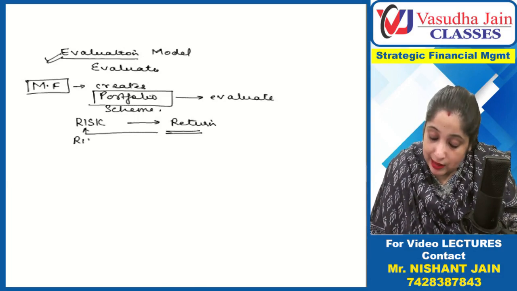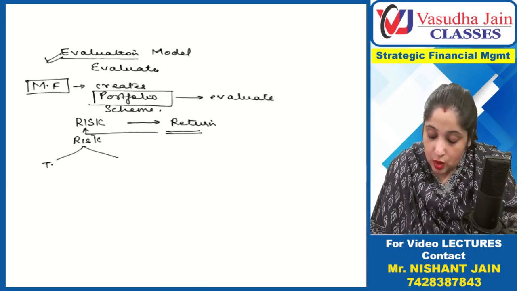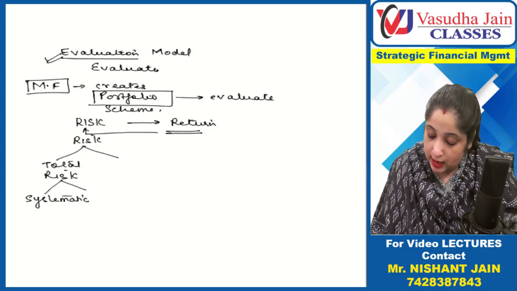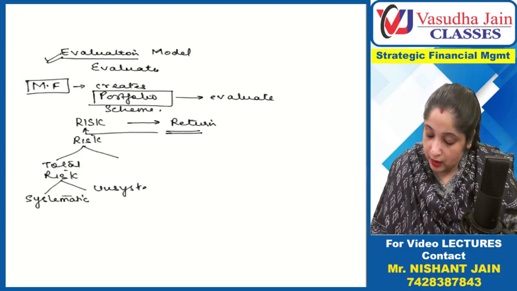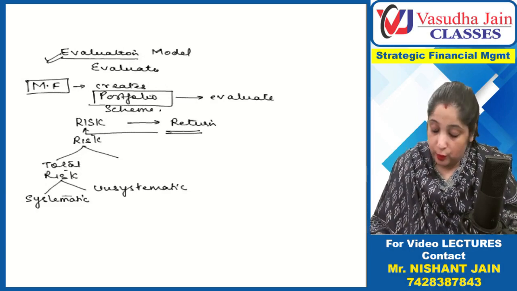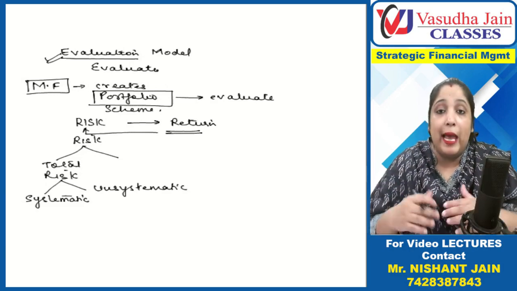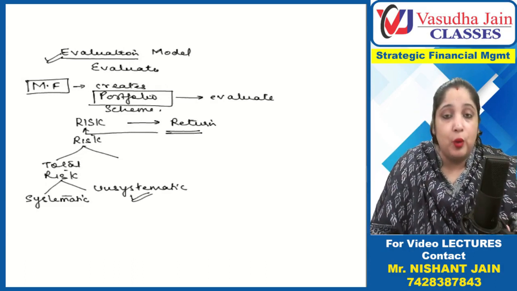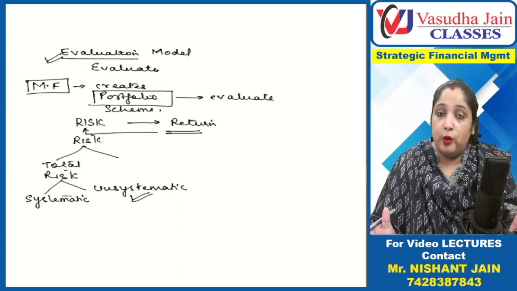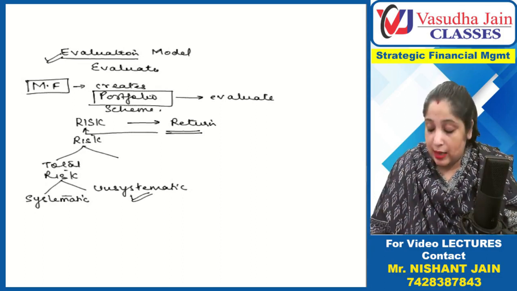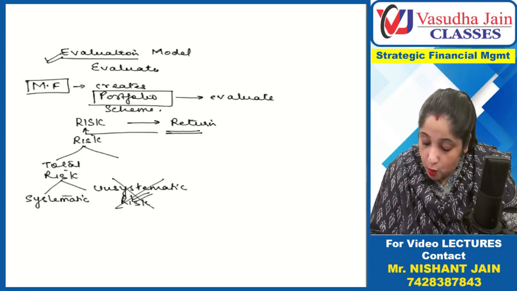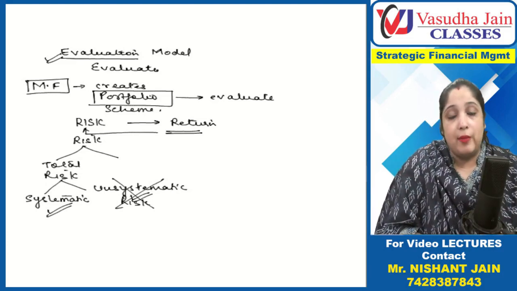Risk can be classified in two ways. One is total risk. Total risk has two components: systematic risk and unsystematic risk. After creating a portfolio, you are basically trying to diversify, eliminate or reduce the unsystematic risk. That is the main purpose of creating a portfolio. Mutual funds are creating a good portfolio, meaning the unsystematic risk should get reduced or eliminated. So we are not going to talk about unsystematic risk. Whatever is left over is the systematic risk.